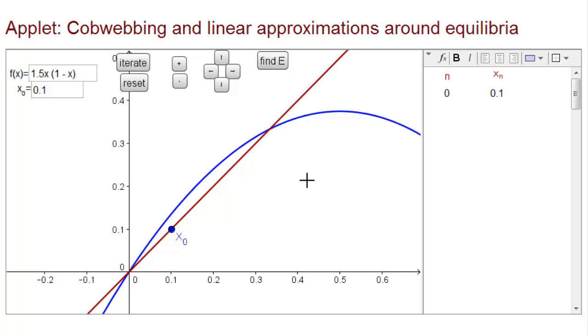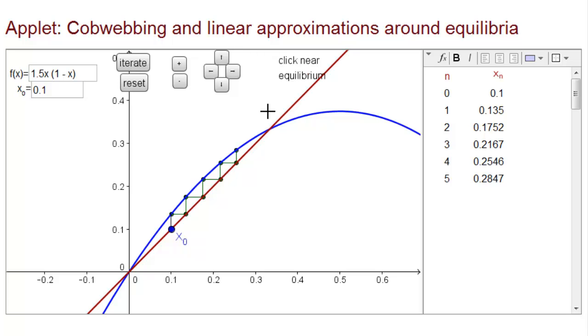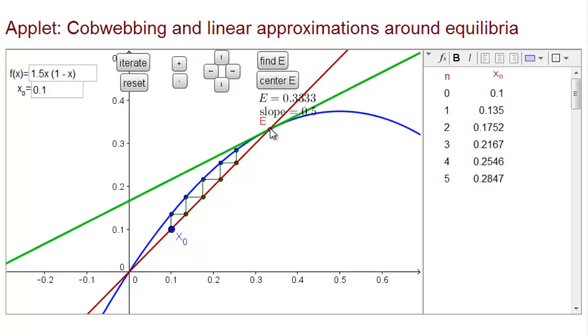This version of the cobwebbing applet can help you explore how linear approximations can help you understand the stability of equilibria. The blue curve is the plot of an updating function for a discrete dynamical system. Here it's 1.5x(1 - x). And the red curve is the diagonal. The equilibria are the points where the diagonal intersects the graph of the function. Not only does this applet allow us to cobweb as usual, it will also find equilibria if we click the Find E button followed by clicking near a point where the graph of the function intersects the diagonal. In this case, it found the equilibrium 1/3.